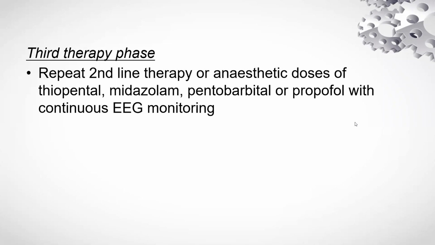And if the seizures are not controlled after benzodiazepine and the second line drug, then it is called refractory status epilepticus, and then we need to give anesthetic doses of thiopentone, midazolam, pentobarbital, or propofol with continuous EEG monitoring. And if seizures are not controlled even after 24 hours of anesthetic doses of these drugs, it is called super refractory status epilepticus, and the treatment of super refractory status epilepticus is not defined. However, we can use ketamine for that.